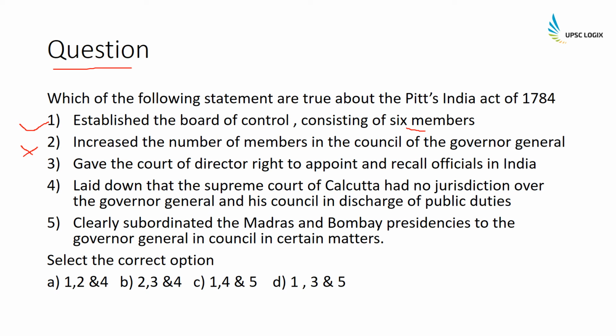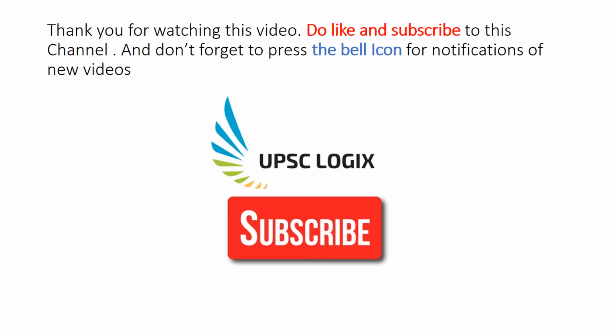Gave the Court of Directors right to appoint and recall officials in India. This is absolutely correct. Laid down that the Supreme Court of Calcutta had no jurisdiction over the Governor General and his council in discharge of public duties. This is not correct. And number 5 is clear subordination of Madras and Bombay presidencies to the Governor General in council in certain matters. This is absolutely correct. So the answer is 1, 3 and 5. Correct option is D. So friends, this brings us to the end of the Pitt's India Act 1784.